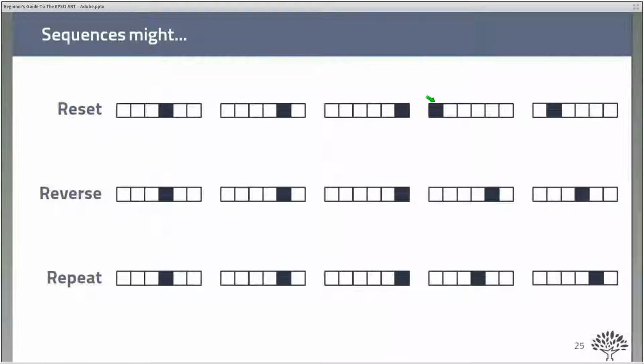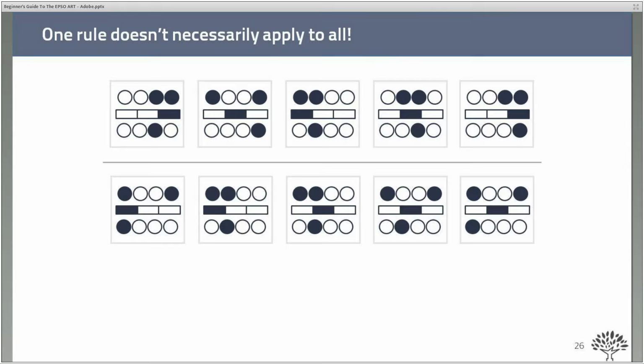So it could possibly reset back to the far left. It could reverse, so 4, 5, 6, 5, 4, 3, 2, 1, or it could repeat. So it could be a mini pattern. So it could just be moving along these 3 here, and therefore here it goes back to the 4th, back to where it was there. I guess this is important as well, because just because you spot one sequence there doesn't necessarily mean that the rule applies at another point in the grid.